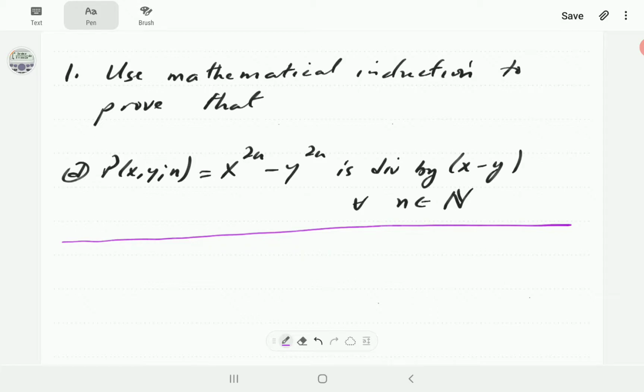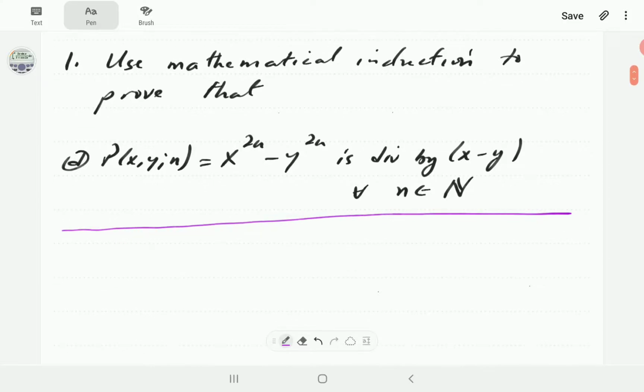If you haven't looked at our videos on polynomials, you might want to do so before you go through this example, because some of the ideas we're going to be using are from that video, obviously this being a polynomial, right?